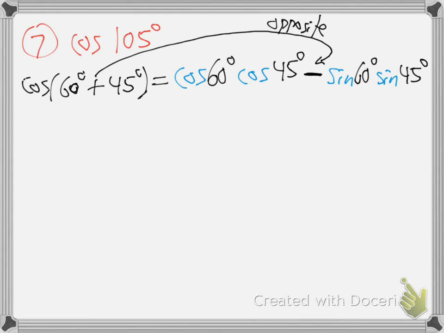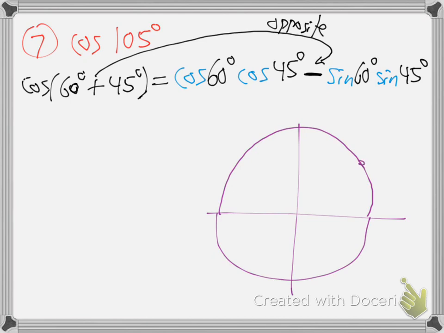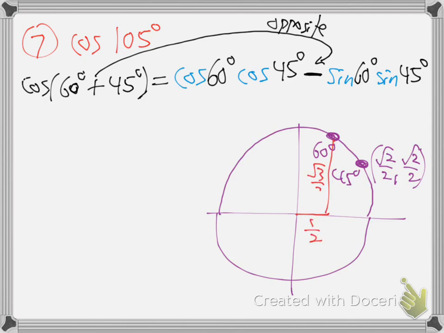Opposite. Okay, so let's take it piece by piece. Now that means our two angles are 60 and 45. So we go to the unit circle and do 60 and 45. 45 is right in the middle. We've done that one a couple times. Root 2 over 2, root 2 over 2. 60 is right here. So what is 60? It's over a little bit, up a lot. Over a half, up root 3 over 2. This is cosine first and then sine. So there's all the values we need.